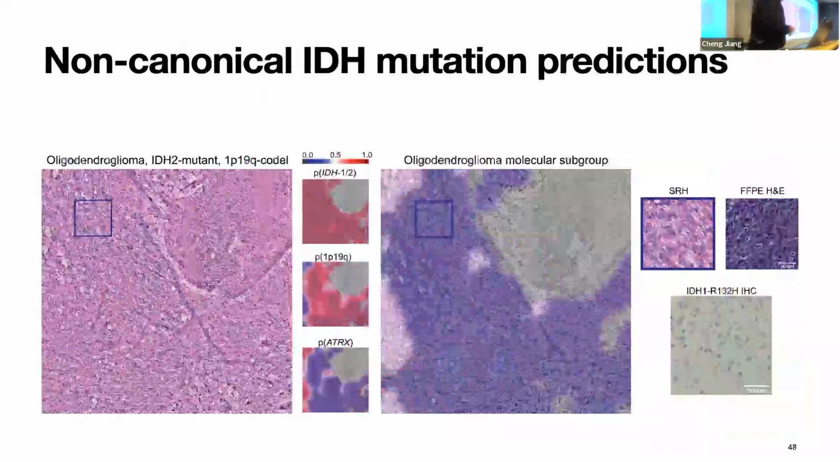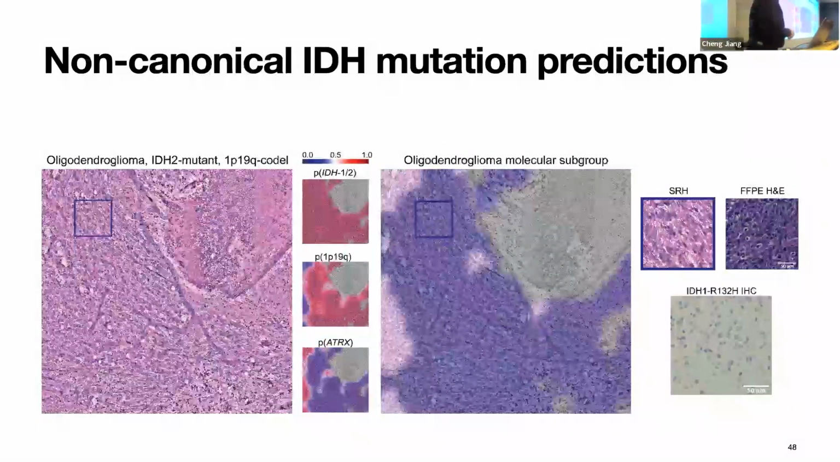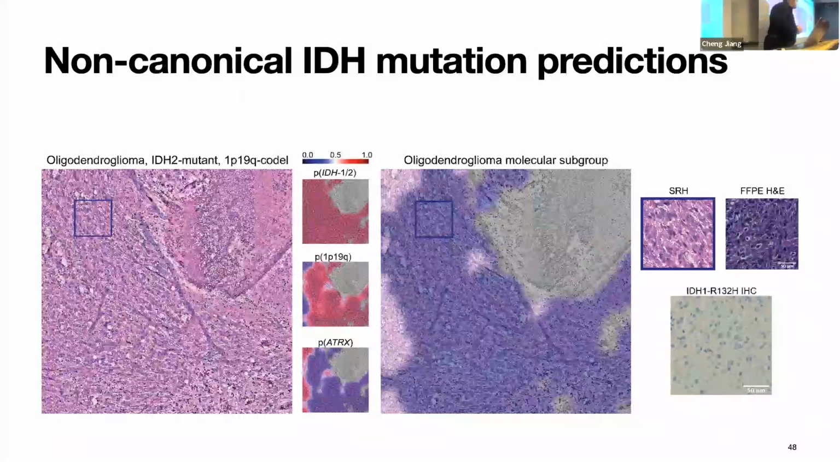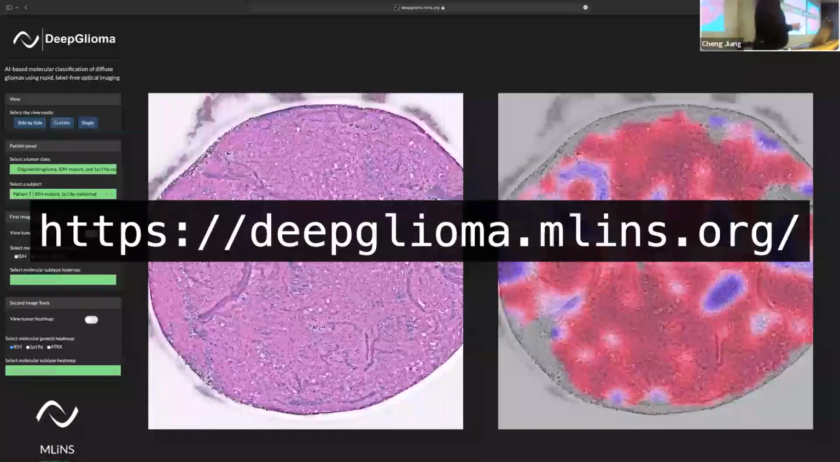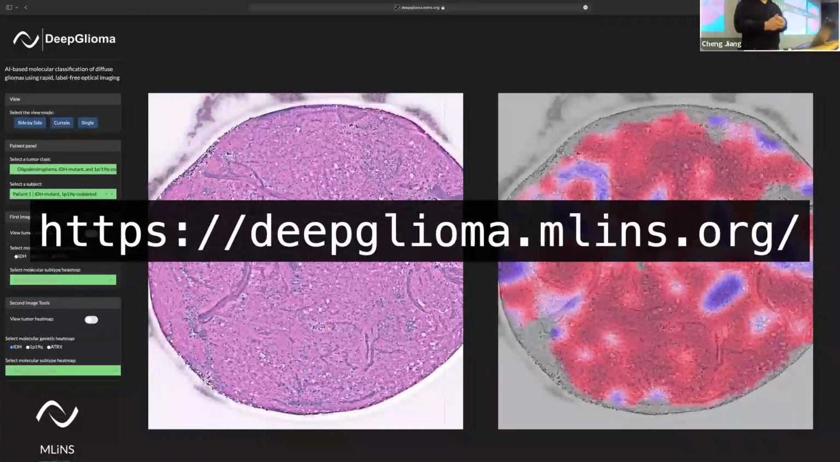And we can also see that our model performs really well with some of these non-canonical IDH mutations, where immunohistochemistry predicted that this slide is IDH wild type, but it's actually an IDH2 mutant, right? So the immunohistochemistry does not test for that. So DeepGlioma is able to predict this to be an IDH mutant as well. We have many other examples from DeepGlioma on our website. So if you're interested, I recommend you check it out.